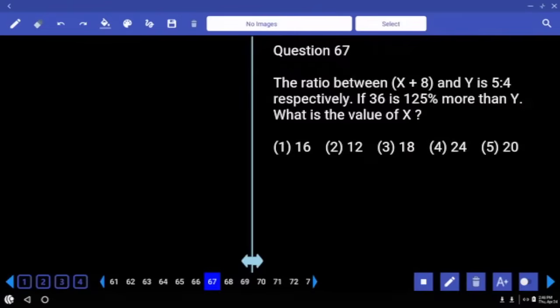The ratio between x plus 8 and y is 5:4 respectively. If 36 is 125% more than y, what is the value of x? X value ఎంత అని అడుగుతున్నారు, అంతేనా?